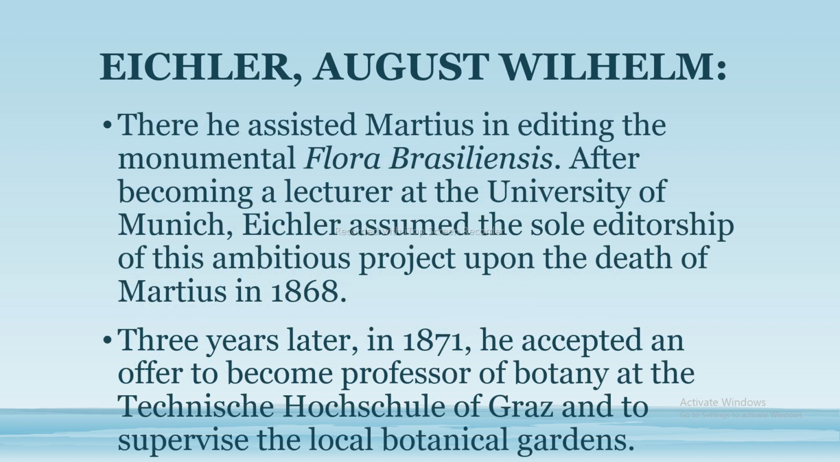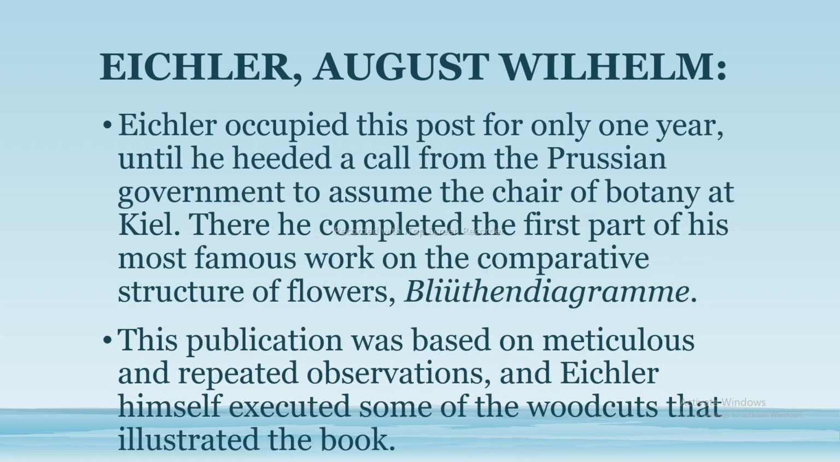After becoming a lecturer at the University of Munich, Eichler assumed the sole editorship of this ambitious project upon the death of Martius in 1868. Three years later, in 1871, he accepted an offer to become professor of botany at the Technische Hochschule of Graz and to supervise the local botanical gardens. Eichler occupied his post for only one year until he heeded a call from the Prussian government to assume the chair of botany at Kiel.